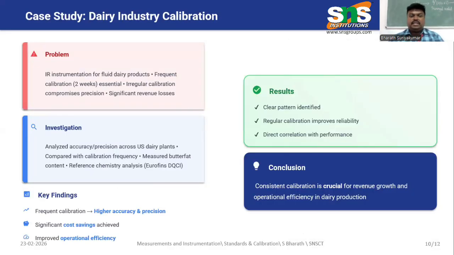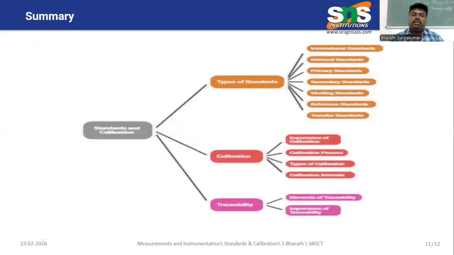This can be explained with a case study. For an NIR instrument measuring fluid dairy products, frequent calibration every 2 weeks is essential. Irregular calibration compromises precision, and significant revenue losses may occur. Analysis: we checked accuracy and precision across US dairy products. Compared with the calibration frequency measured, butter fat content is higher, with reference taken from the analysis. So frequent calibration is required for all these types of cases. Result: a clear pattern was identified. Regular calibration improves reliability, with a direct correlation with performance. Consistent calibration is crucial for revenue growth and operational efficiency in all dairy products.